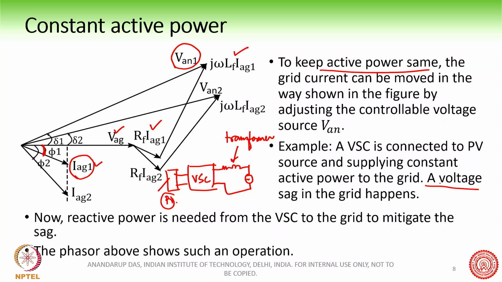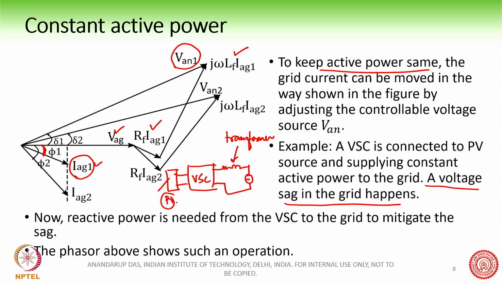Now suddenly suppose a voltage sag in the grid happens. When you connect this kind of a PV coupled VSC to the grid, there are certain functionalities which are needed. One of them, of course, is that whatever is the PV generated power, we want to inject it into the grid, because that is why we are doing all this. We want to extract the energy from the PV panel and feed it to the grid.